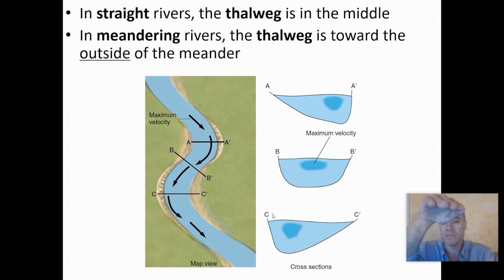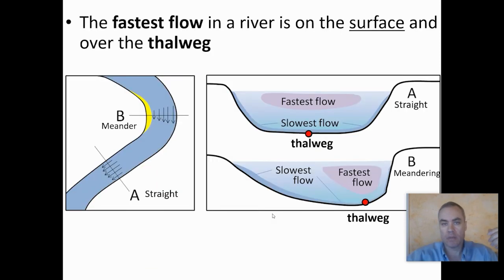But where the river is bending around meanders, we said that it's going to flow to the outside and lean to the outside of the river. And that's going to make the thalweg, the deepest point, move to the side. And so the fastest flow around bends is also going to be at the top, but off to the side over the thalweg. And you see that here in this picture.